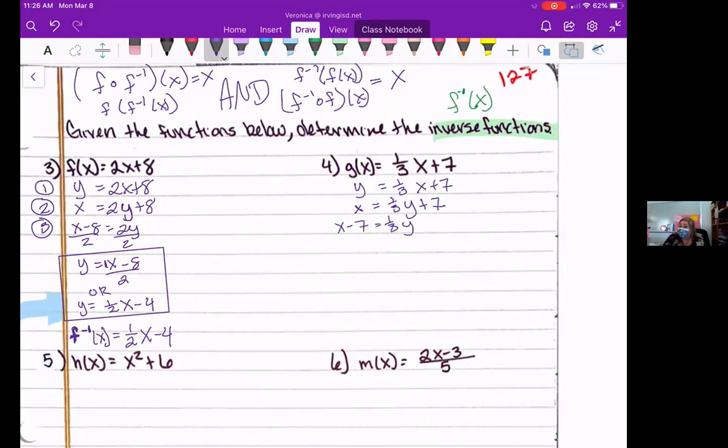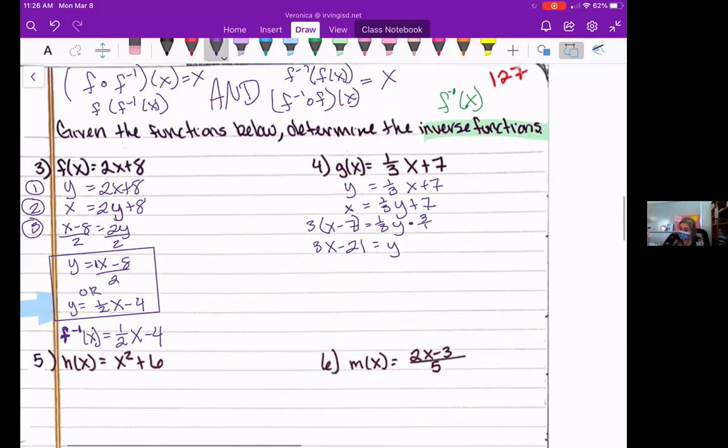I have a fraction, right? The inverse of division is to multiply. And that's 1 over 3. So I'm going to multiply by 3 over 1. So I'm going to multiply this side by 3 over 1, which is just 3. So we're going to have 3x minus 21 equals y, because these cancel out. So we have the inverse g inverse of x equals 3x minus 21. So this would be your answer.